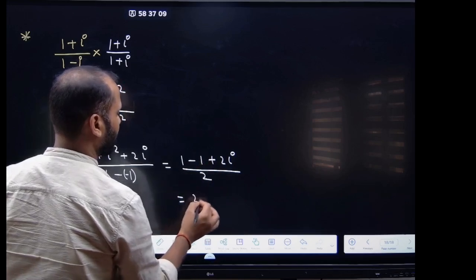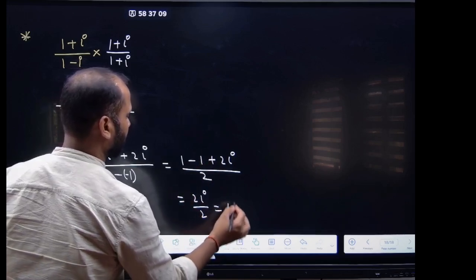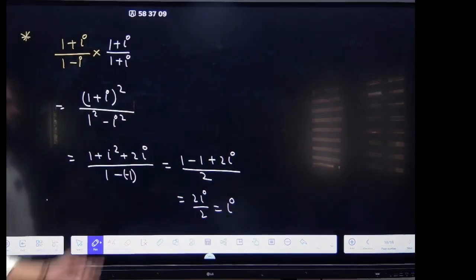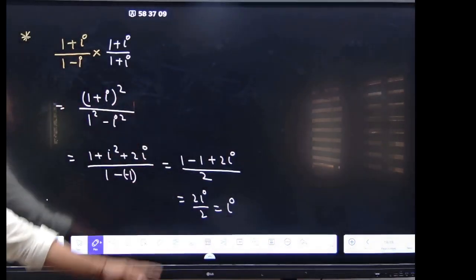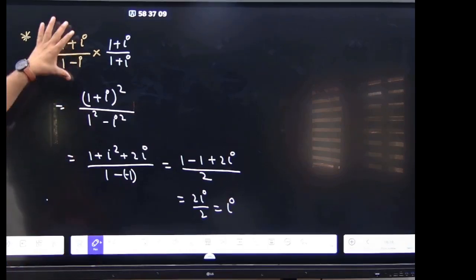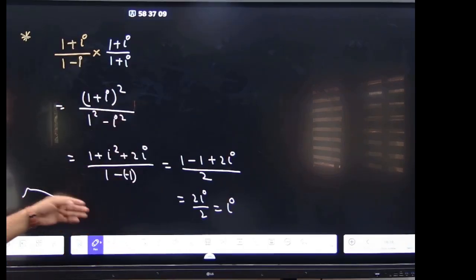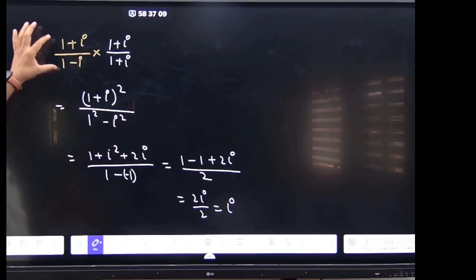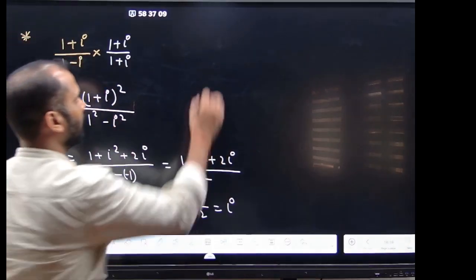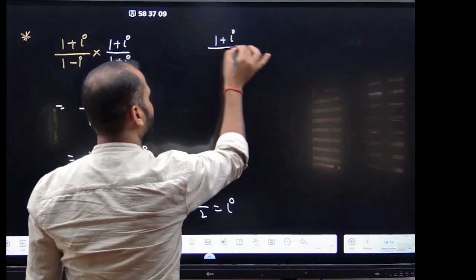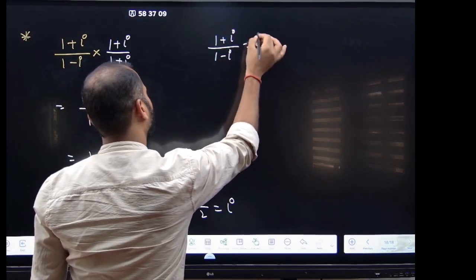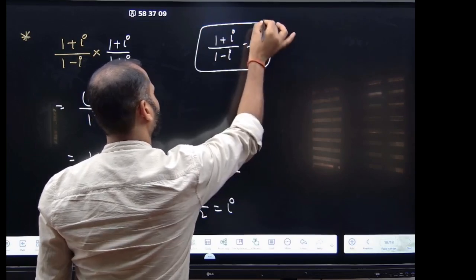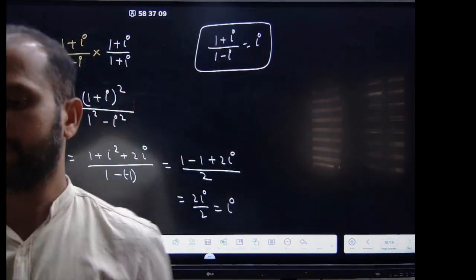Just see, so what you will get? 2 iota divided by 2, okay, directly iota you will get. So, this big expression is nothing but just iota. You can equate this expression with iota, simply iota, right. So, whenever you see this, immediately you think that, okay, 1 plus iota divided by 1 minus iota is nothing but iota, simple, right. So, 2-3 questions I can see like this.